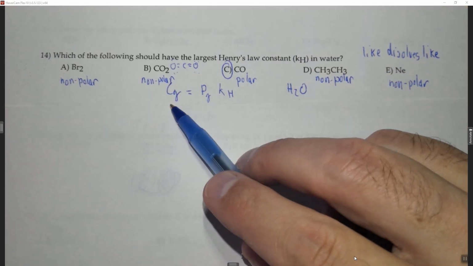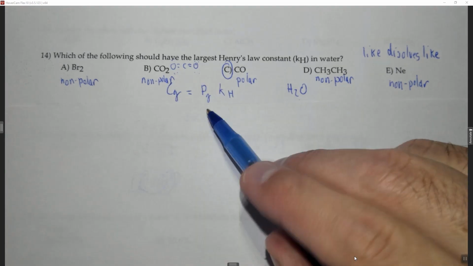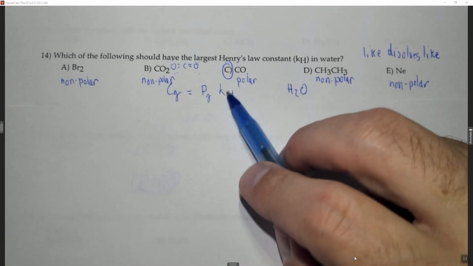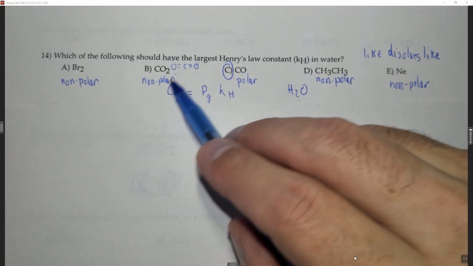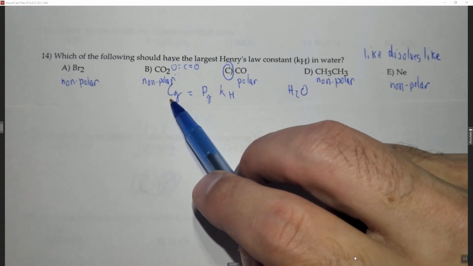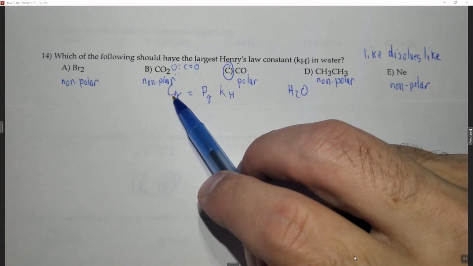Now, if we look at the equation, concentration of gas equals the pressure of the gas times the Henry's law constant. The Henry's law constant being bigger means the concentration of the gas goes up. Said another way, the gas is going to be more soluble in water.